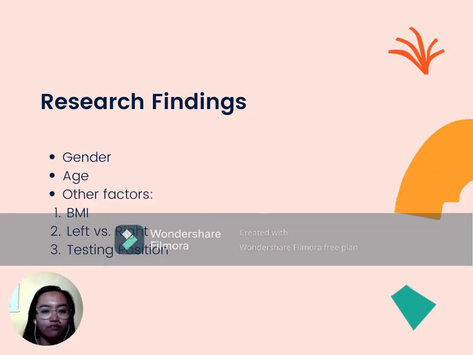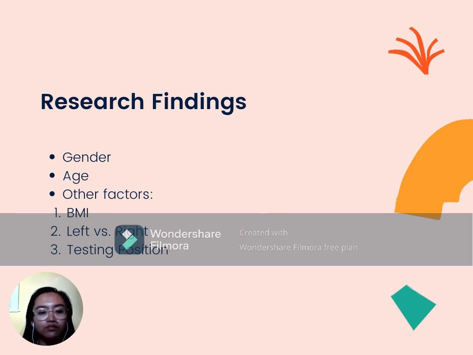So here we have the research findings for gender. Usually, there is more wrist motion in females compared to males. In age, as age increases, the wrist motion decreases, and it is evident in seniors. However, younger children who are still developing also have decreased wrist motion.